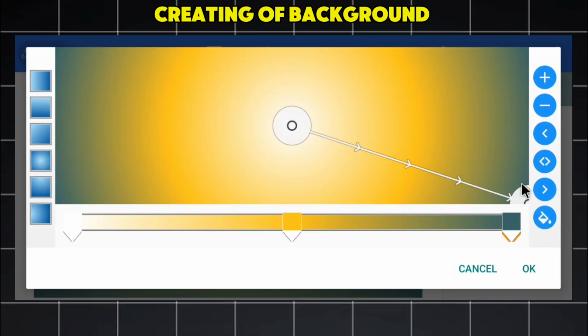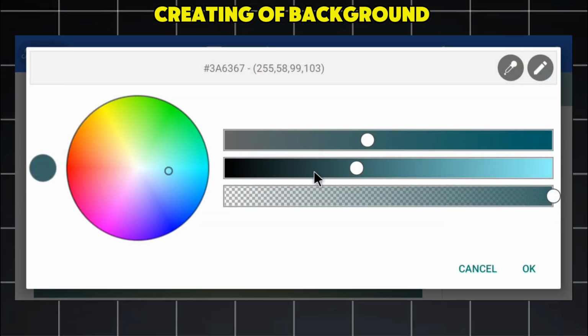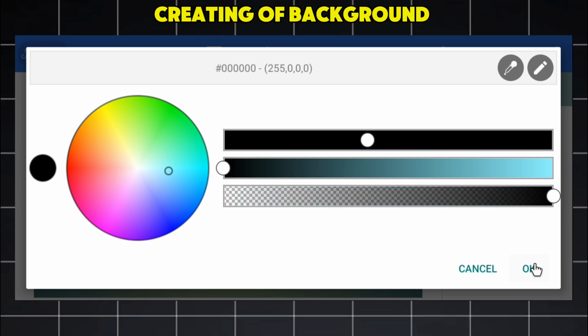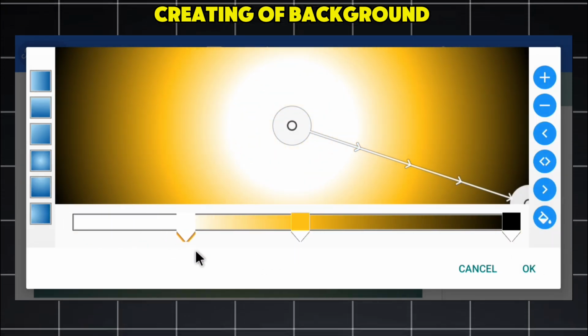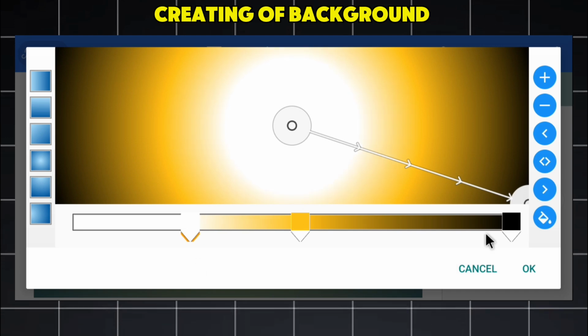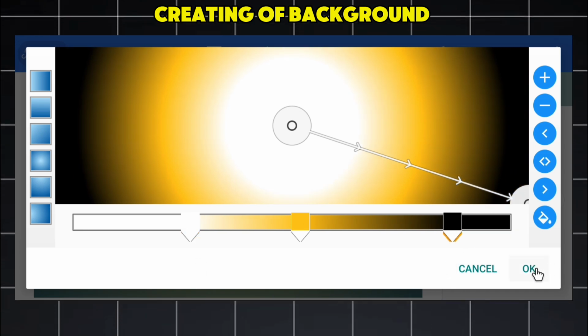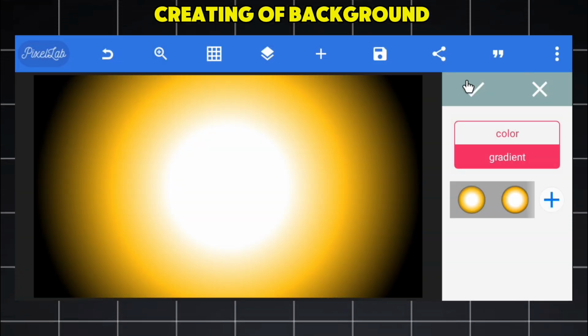So I'm going to click on this third one, and then I'm going to click on color. I'm going to select this to be in black. You can twist it the way you want it. If you want this to be more distinct, bring this one a little bit more, maybe bring this one also. Then we click on OK. Now we are done with the background.